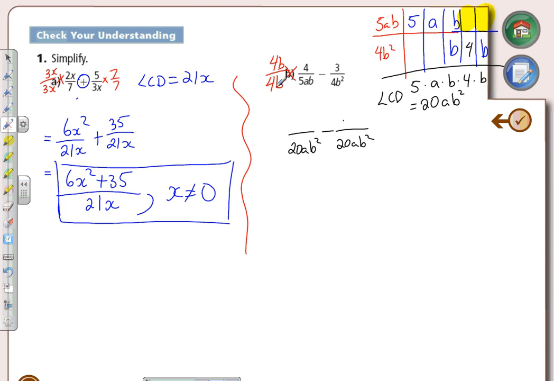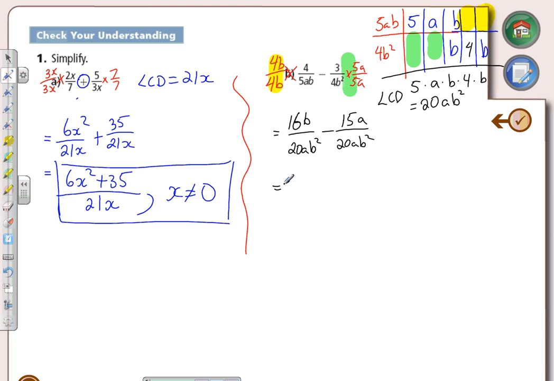What was the second one missing? Well, it was missing a 5 and an A. So that's what I'm going to multiply this one by: 5A over 5A. And that now gives me 4B times 4. I get 16B minus 3 times 5A, 15A.